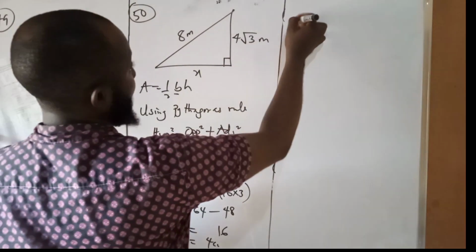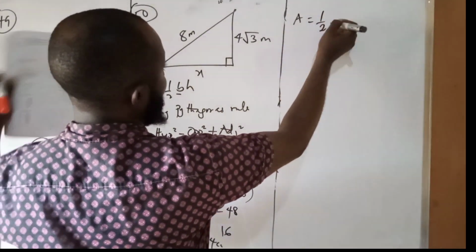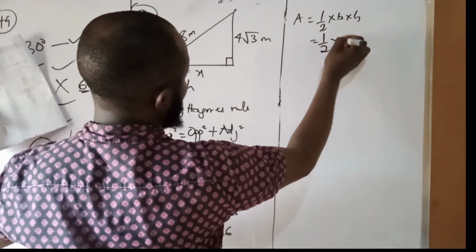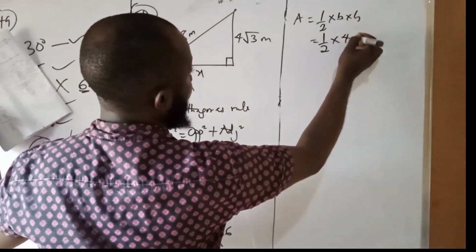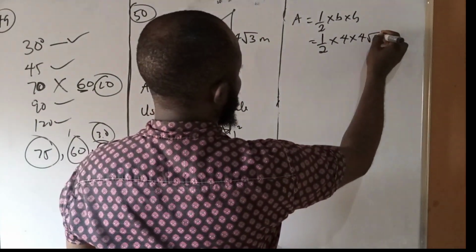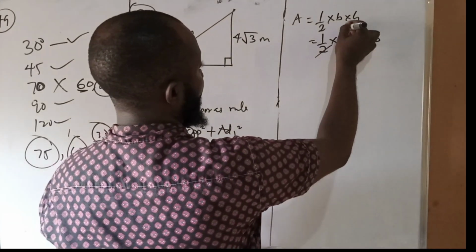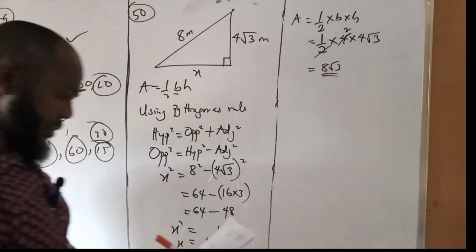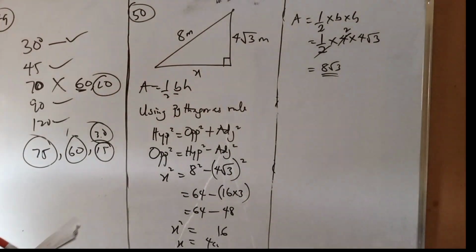In that case, area will then be half multiplied by base times height. That's 1/2 times base, which is 4, multiplied by the height, which is 4 root 3. 2 here 1, 2 here 2. That will be 8 root 3. So which is option B.